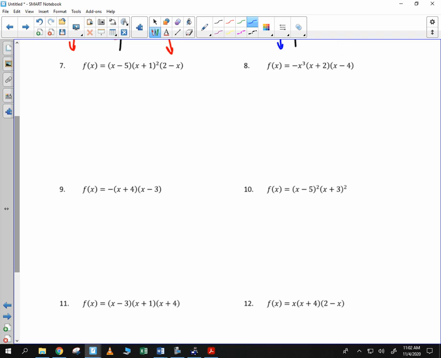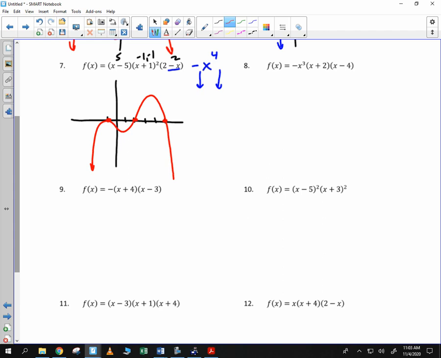The next one, we have a minus x. When we multiply this out, we'll get a negative x to the 4th, which means it ends down. Because it's even, it starts and ends in the same direction. 5, negative 1, and negative 1, double root there, and positive 2. So negative 1, 1, 2, 3, 4, 5. So I mark 5, I mark 2, mark negative 1. Bounces off because it's a double root, passes through, passes through.